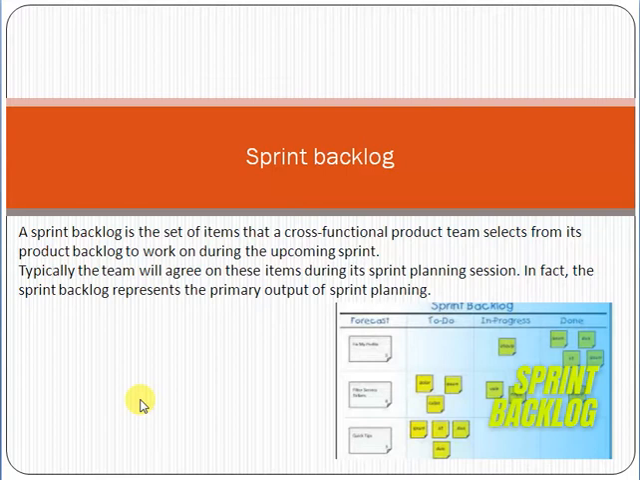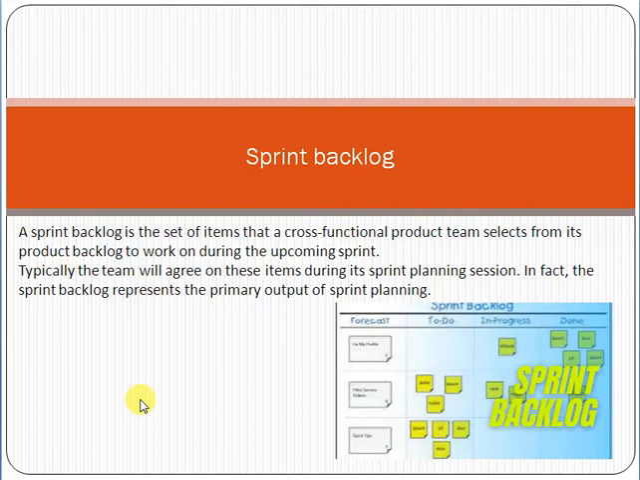Now the other thing is the sprint backlog. Whenever a team is initiating a sprint, it is a 3 to 4 week time period. For example, in the product backlog there are 50 tasks which we have to do, and a sprint is a 3 to 4 week time period. So what we do as a team, we take 10 tasks from the product backlog which will become the sprint backlog, which we have to complete in the 4 week time period.